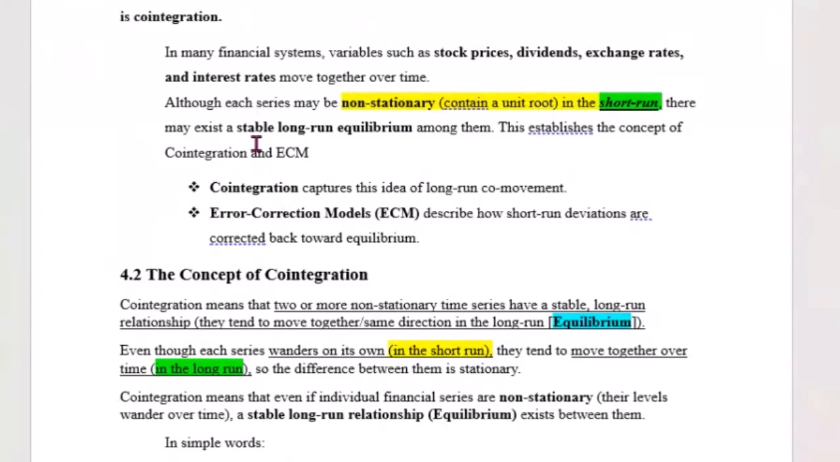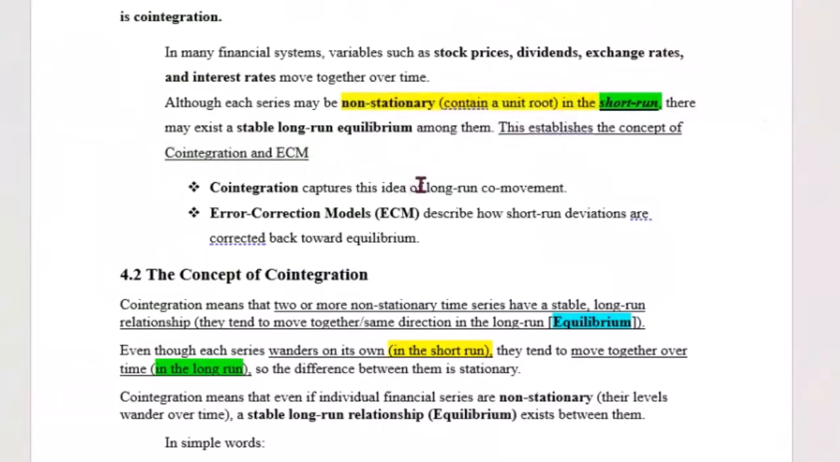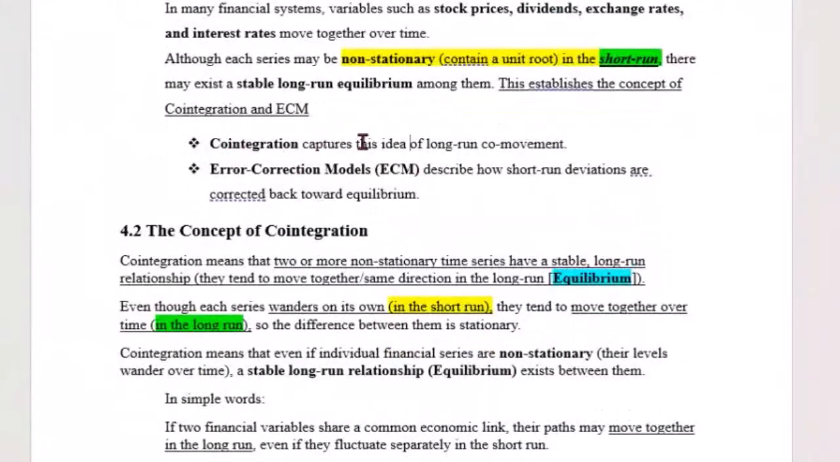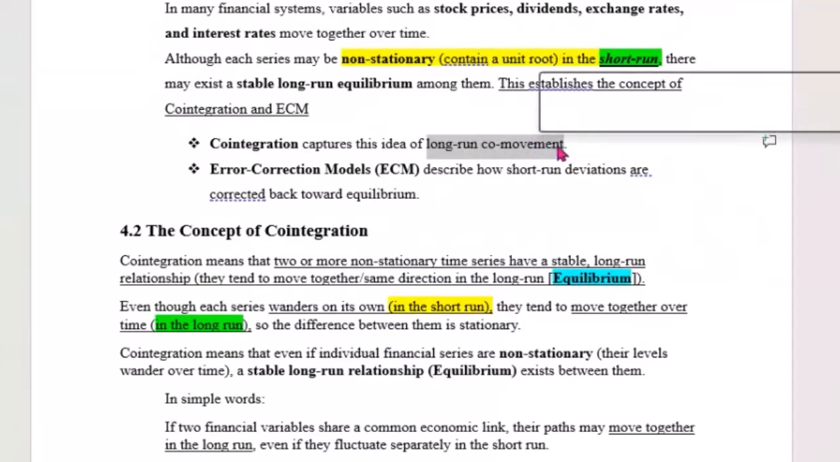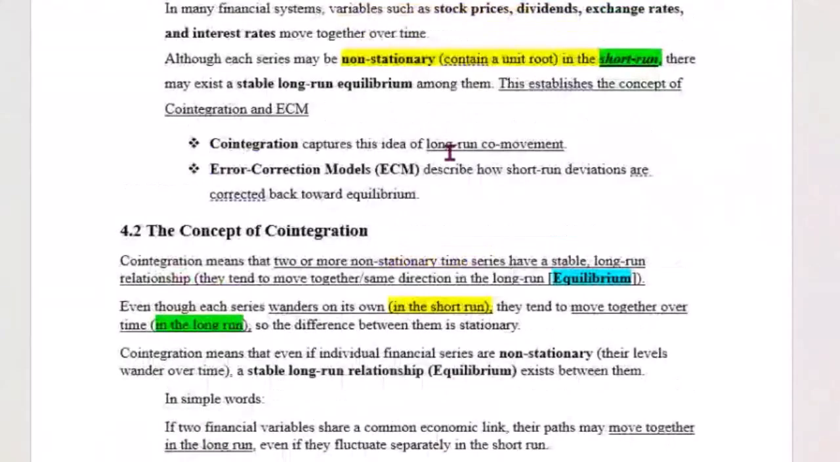This establishes the concept of cointegration and error correction model. Cointegration captures the idea of long-run co-movement, meaning they move together in the long run. Their behavior is the same in the long run. And the error correction model describes how short-run deviations are corrected back towards the equilibrium. So that is the background.